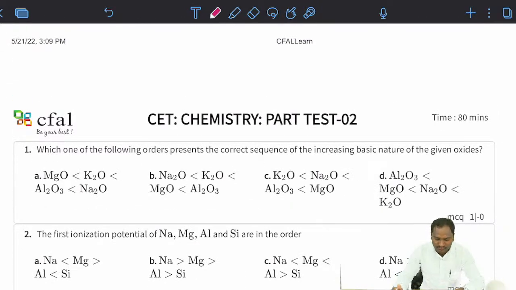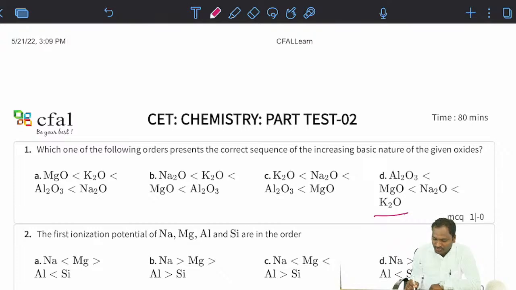So the first question: which one of the following orders presents the correct sequence of the increasing basic nature of the given oxides? You all know metallic oxides are basic. For increasing order of basic nature, the more metallic the element, the more basic its oxide. The first group elements are more metallic, and going down, metallic nature increases. So potassium is more metallic, so its oxide is more basic.